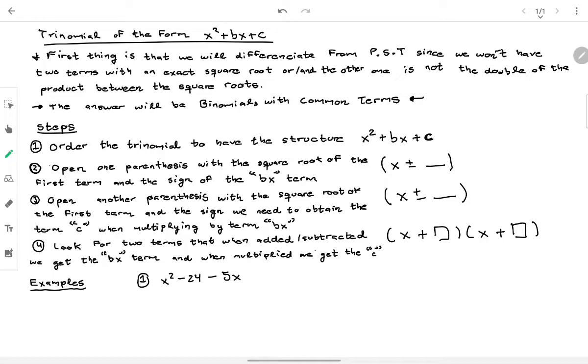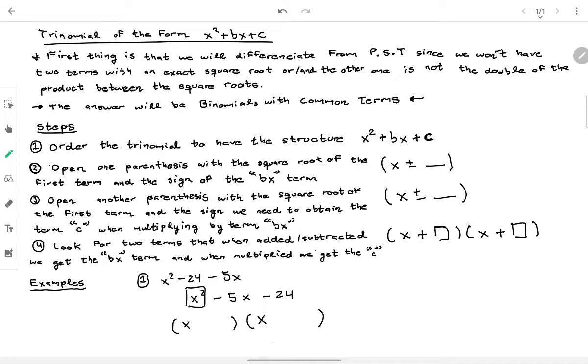So imagine we have something like this, x² minus 24 minus 5x. The first step we need to do is to order our trinomial. So correctly ordered, it's going to be x² minus 5x minus 24. In this case, I will open up two parentheses. I know that it's not a perfect square trinomial because 24 doesn't have an exact square root, so it's an x² plus bx plus c trinomial. So I open up two parentheses. Remember, I will put the square root of the first term on the two parentheses.